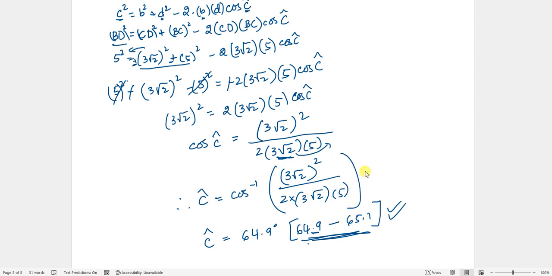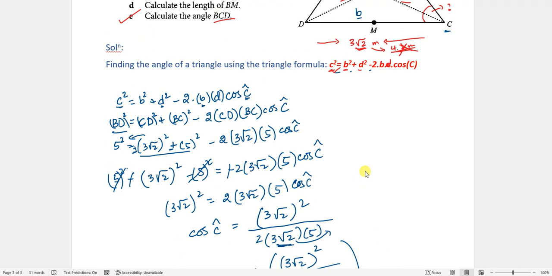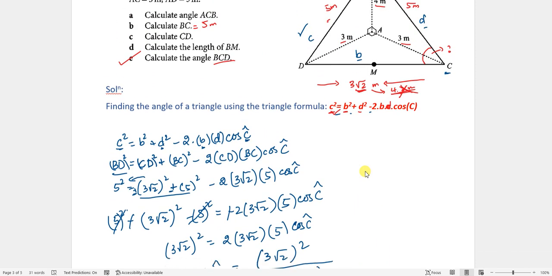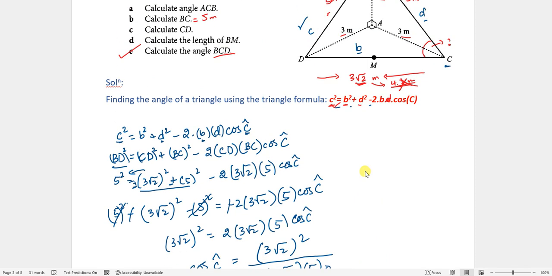So I hope I have cleared up the concept. This is the way to solve for an angle using the triangle formula. Just take note of this. If you understand this formula and how it works, it becomes very easy. So I hope your concept is clear.